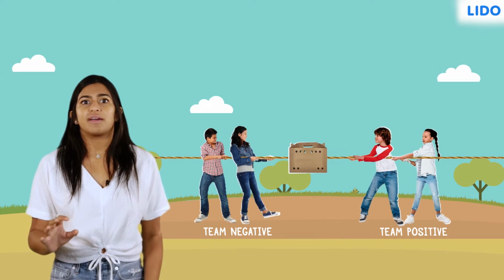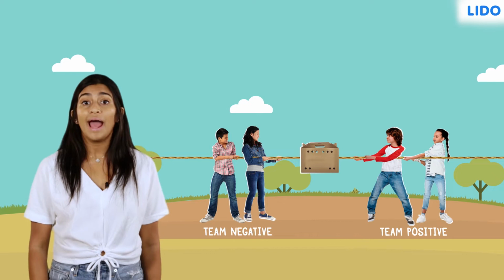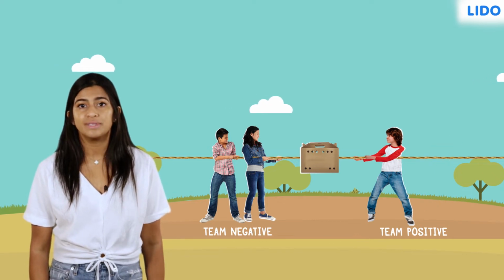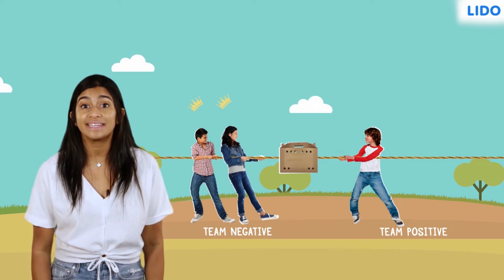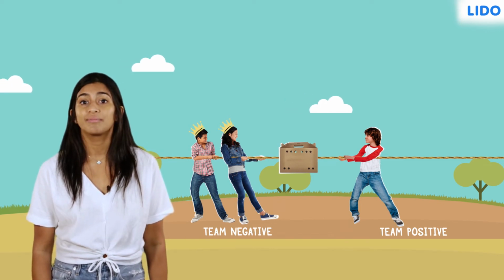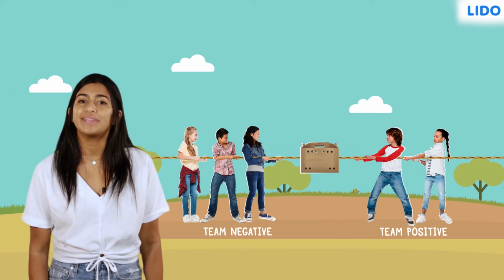Oh, this looks like a very tough battle. Let's help them out. What would happen if we remove one player from team positive? You guessed it. The box will move towards team negative as they have more players. Another way to make team negative win is by adding a player to their team.